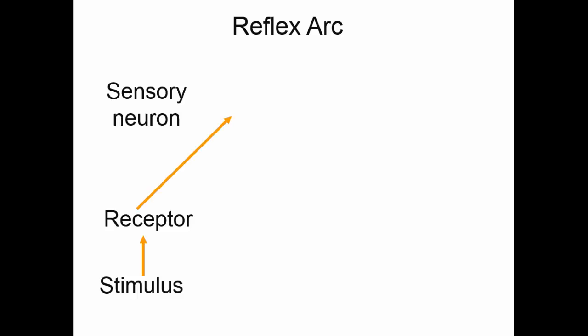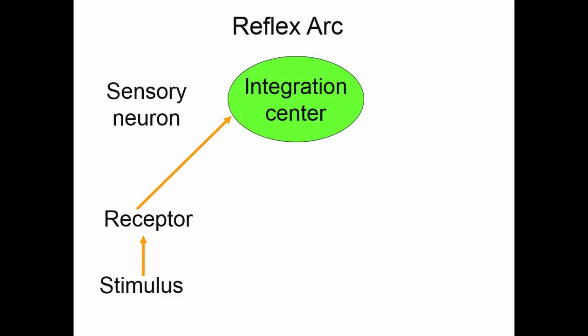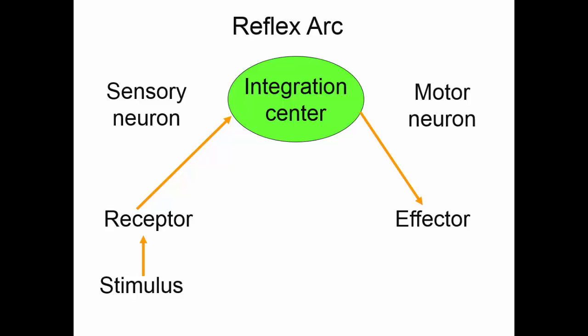A reflex arc has to have a stimulus get it started. A stimulus is picked up by a receptor. This receptor will use a sensory neuron to take the information to the central nervous system. There will be an integration center there. The integration center will process the information very rapidly and will send information along a motor neuron to an effector.